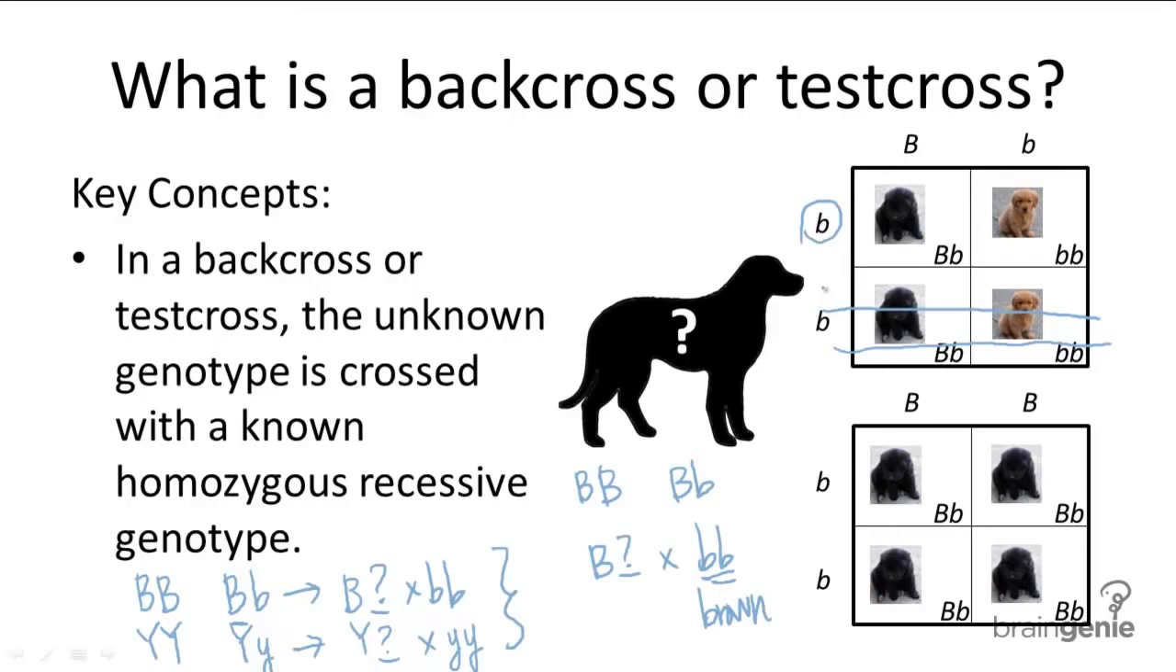But if you have even just one brown dog, even out of like 100 offspring, you know that this dog is heterozygous, because clearly there's genetic information in the black dog to produce brown offspring. And that is a backcross or a test cross.